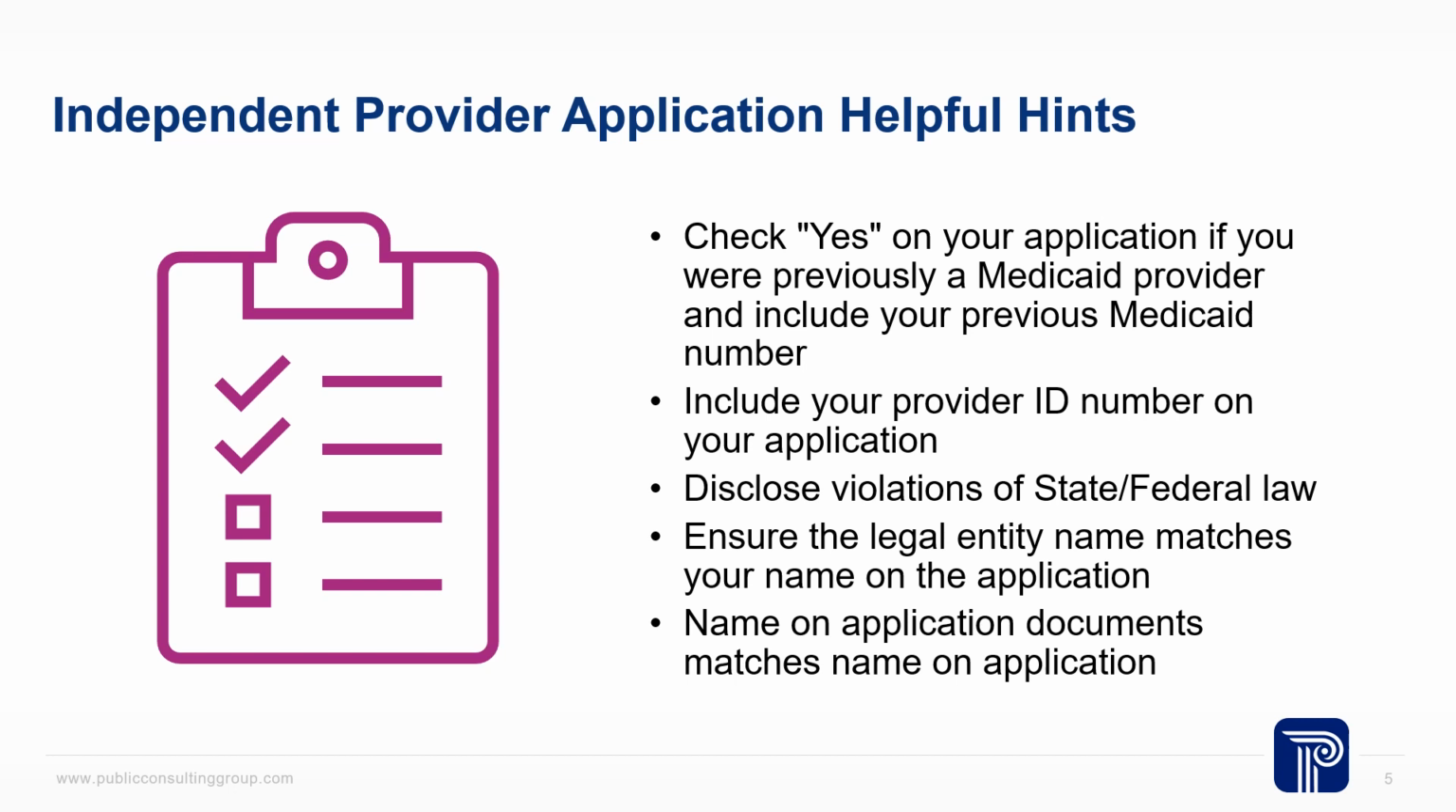The provider application will ask if you have previously participated as a Medicaid provider. If the answer to that question is yes, be sure to include your provider ID number on this application question. Be certain to report any violations of state or federal law to ensure the information on the application is complete and accurate. The name listed on page 1 of your application needs to match the legal entity name entered later in the application because you are an independent provider. The name listed on all application documents needs to match the name listed on your application.